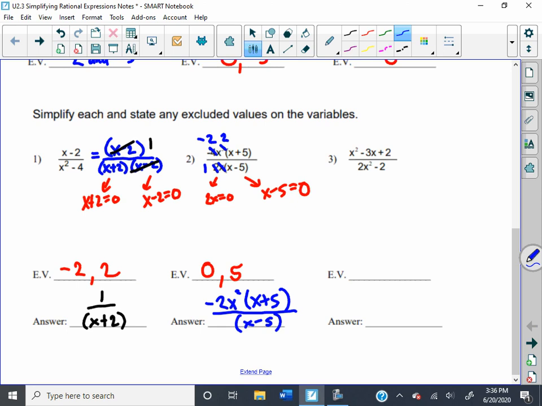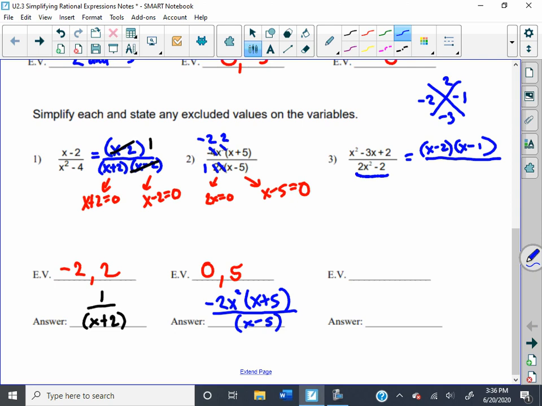All right, number 3. Looks like there's factoring that's going to happen on this one. All right, so trinomial on top. So remember, trinomial, use the x method. Let's do it right here. So 2 goes on top, negative 3 goes on the bottom. So what's that? Negative 2, negative 1. So it's x minus 2, x minus 1 over.